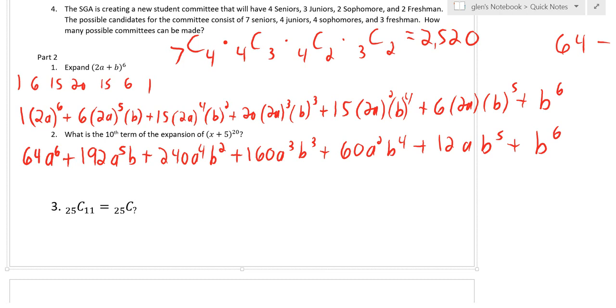Like for instance, our first term up here, this coefficient here, was 6 choose 0. Okay? The second one was 6 choose 1. The third one was 6 choose 2. So, if we want to go out to the 10th term, we need 20 choose what? It's not 10. 9. You're always 1 off. It's always 1 less.